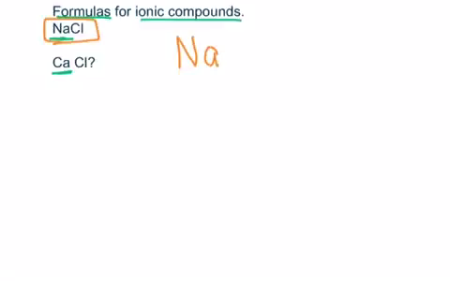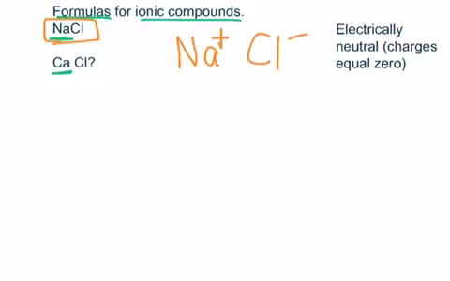Sodium is found in group 1, so it's got a positive charge. Cl, chloride, is found in group 7, so it means we're going to find it with a negative charge. Notice that there's a positive and a negative, and so we would say that that molecule is electrically neutral. So how do we come up with a formula if we have two other atoms, such as calcium and chlorine here?